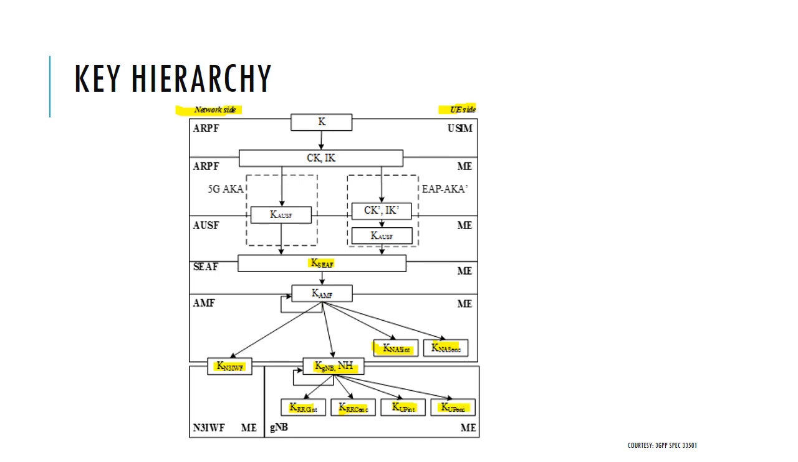One more difference in 5G compared to EPC: in EPC, user plane integrity was not performed, only user plane encryption was done. But in 5G, we have integrity also.